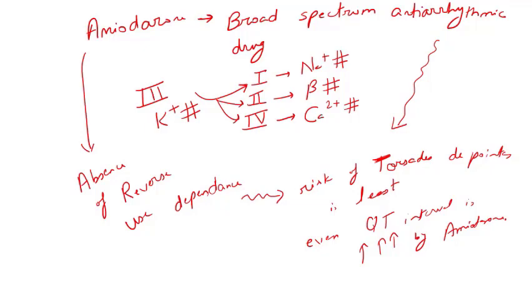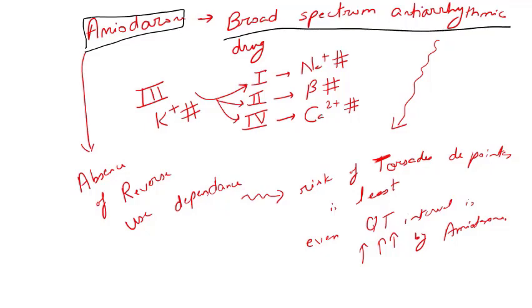So what we have studied about this drug amiodarone? Some features we have studied. First thing we have studied, it is a broad spectrum antiarrhythmic drug. It means it has all four actions: Class 3, that is potassium channel blocking, Class 1, class 2 and class 4.